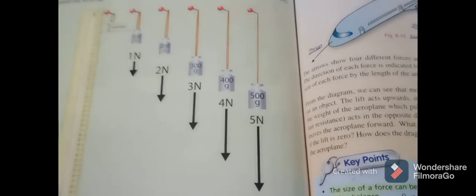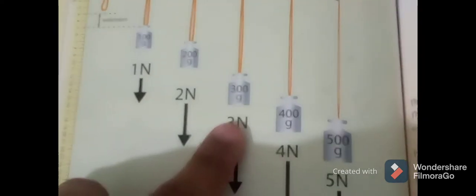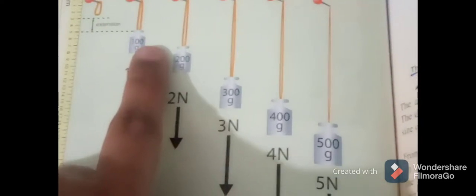Now, here is the try it out. It's about 1 Newton, extension 2, 3 Newton, 4. Force is measured in the unit Newton. 1 Newton is equal to 100 grams. 2 Newton is equal to 200 grams. Same goes here: 300 grams, 3 Newton; 400 grams, 4 Newton; 500 grams, 5 Newton.